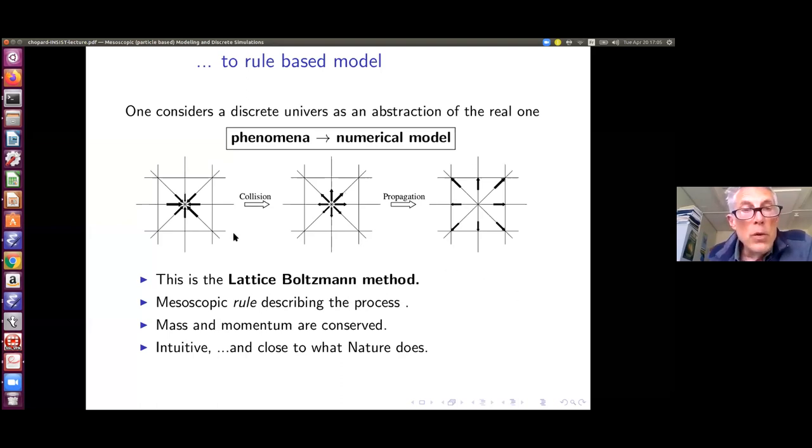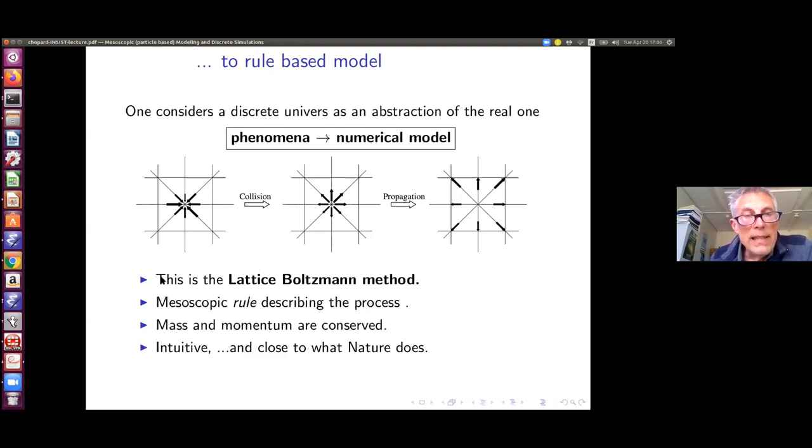So what you should understand, and maybe it's not completely obvious from this image, is that momentum is conserved. If you do the sum of these vectors, these arrows, you have the same value here and here. So there's no modification of momentum. And if you add the length of all these arrows, you find the same thing. So this collision process, which is just expressed as a drawing here, we can find a mathematical formulation for. It just conserves mass and momentum, which is exactly what you need to describe a fluid.